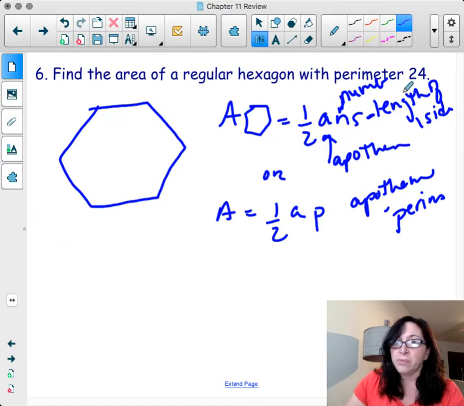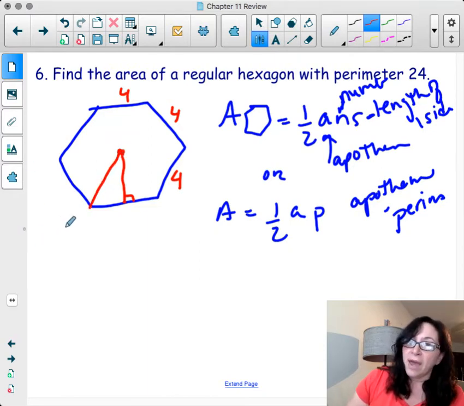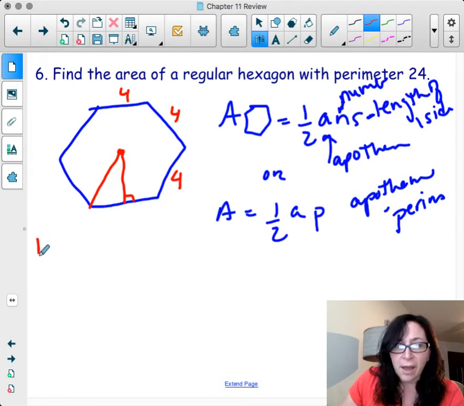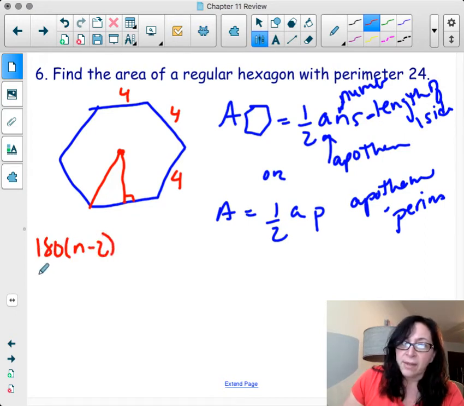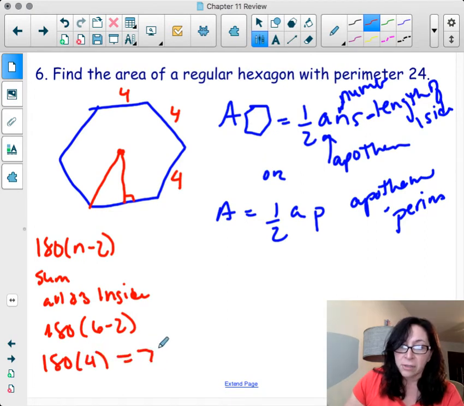Okay, so for this, we know that it has a perimeter of 24. So if I have 6 sides, that means each side is 4. Okay. Draw on your apothem. Okay, there we go. And I'm going to cut this in half. Now, how many of you remember the sum of the angles inside of a hexagon? If you forgot, it's 180 times n minus 2, and that's going to give you the sum of all the angles inside. So I would go 180 times 6 minus 2, which is 4. 180 times 4 is 720.